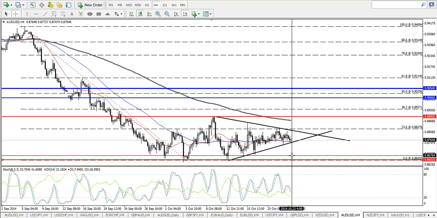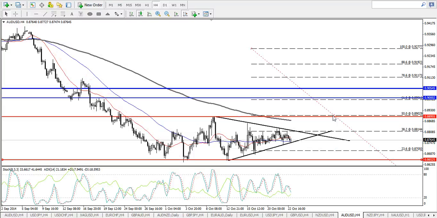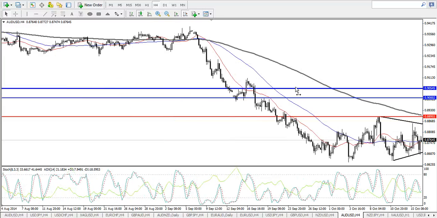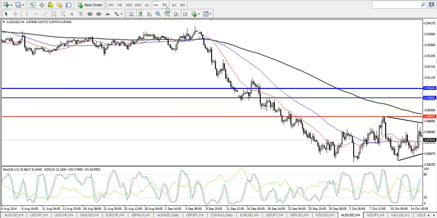And of course, if it breaks below, the first level you're going to look at is 0.8652, the previous low. Yep, so that is for the Australian dollar against the US dollar.